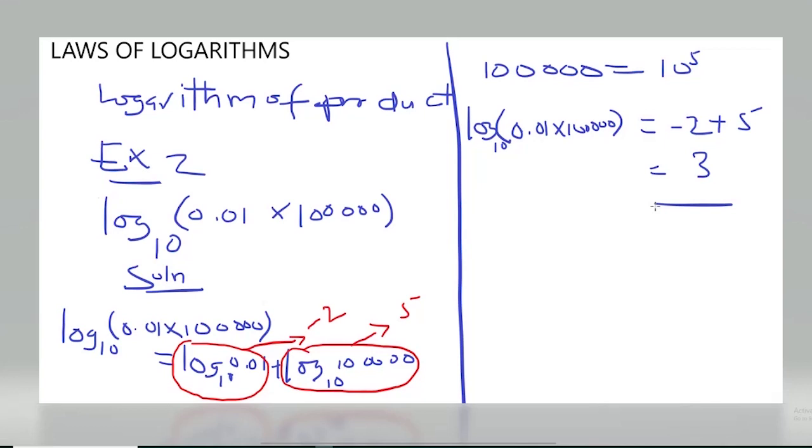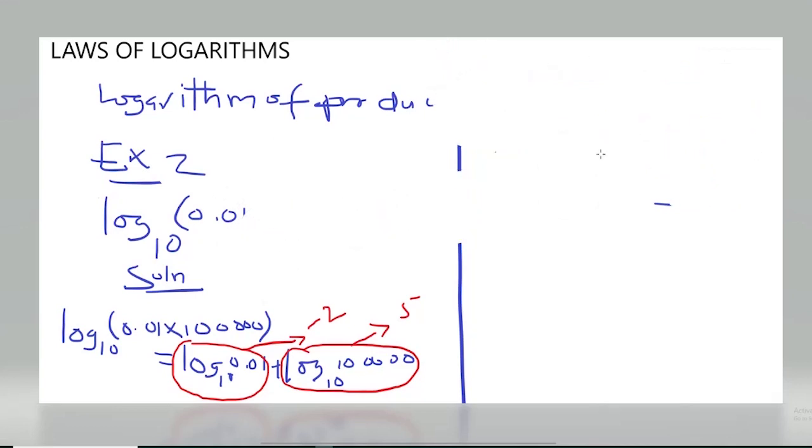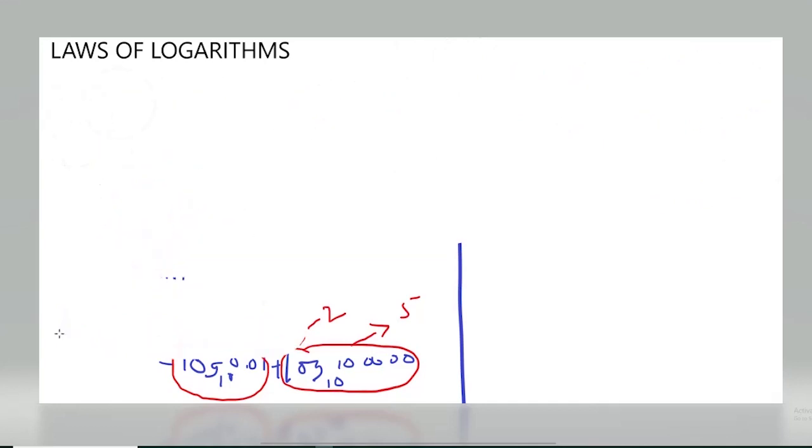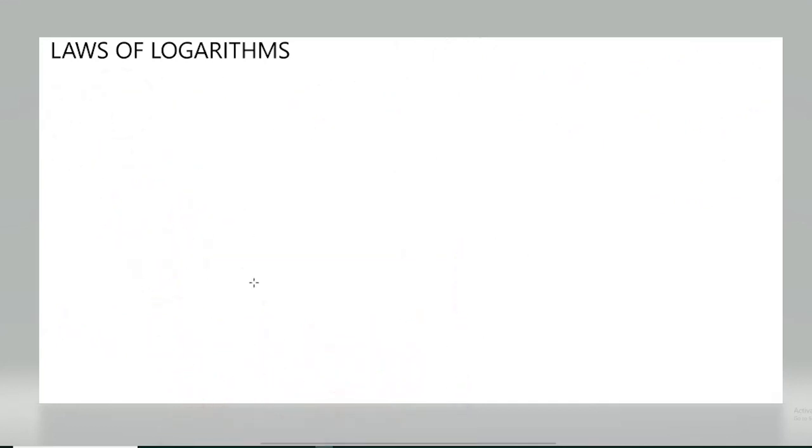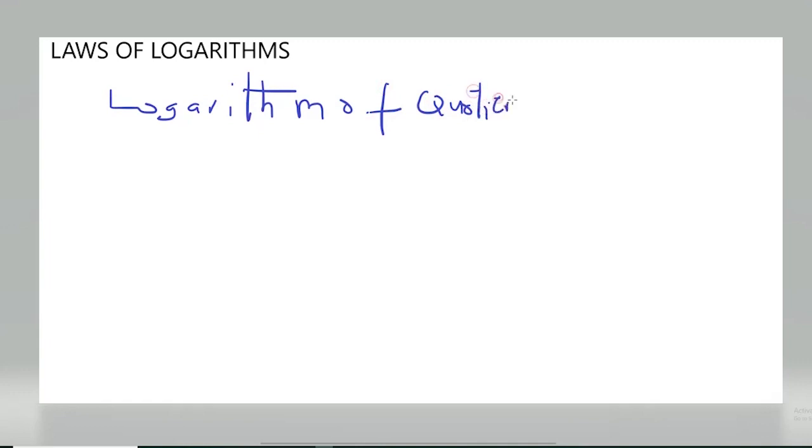After that, I'm going to show you the second law of logarithms, the logarithm of a quotient. Quotient has another meaning, which is division. Somebody might say the logarithm of division.